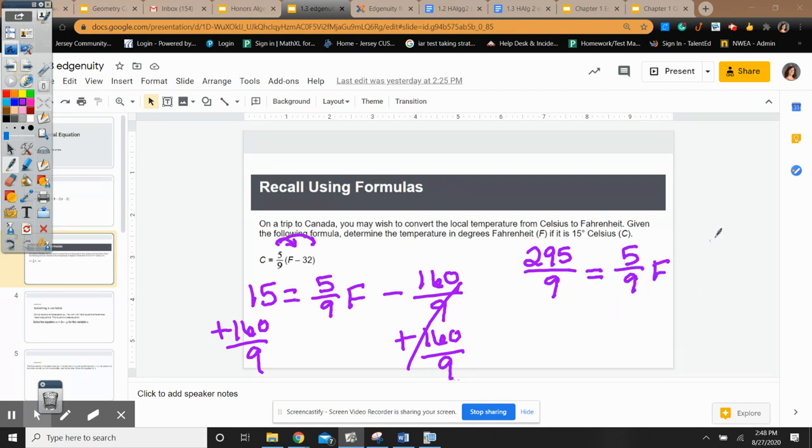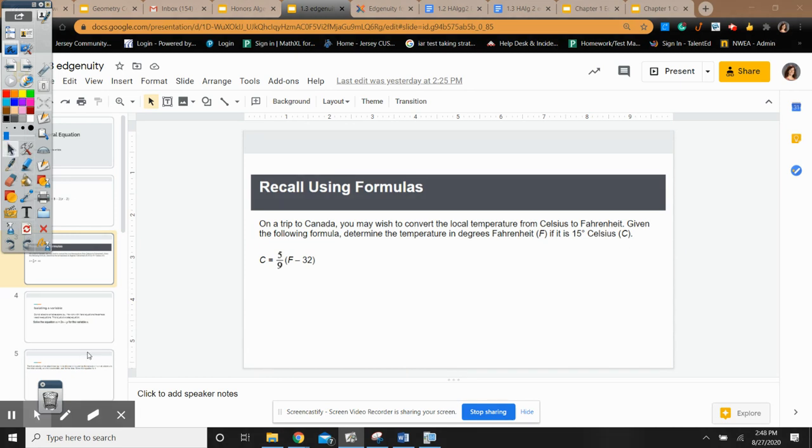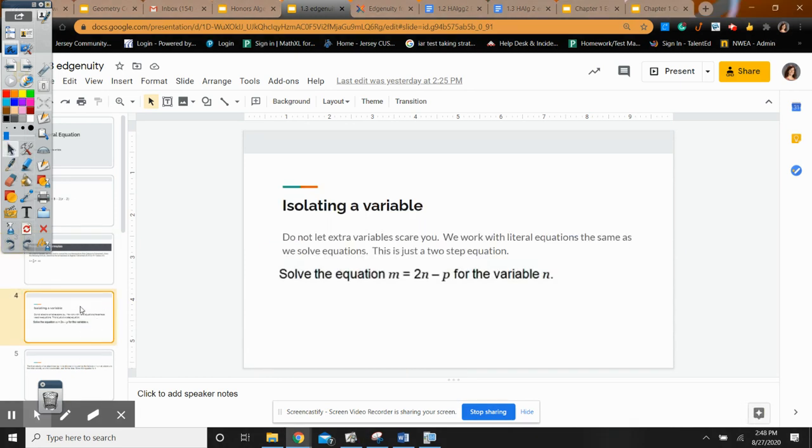Now you can either divide by 5/9 or multiply by the reciprocal, 9/5. If you multiply by 9 over 5, those 9s will cancel out. 295 divided by 5 is just what we had before. 59 equals f. Distributing is fine. It will get you where you're going, but it would have been easier to not distribute in this example because we were just trying to get that f by itself. Let's look at some more examples.